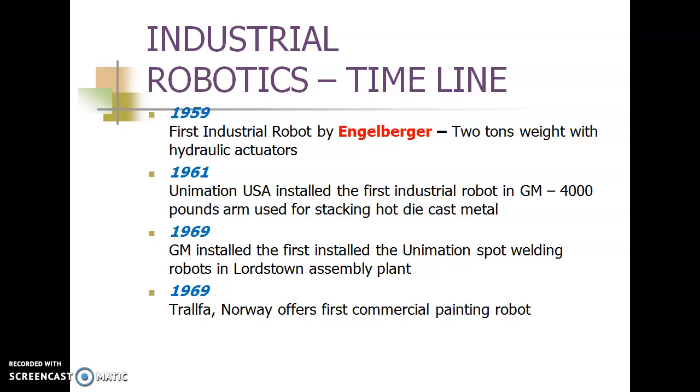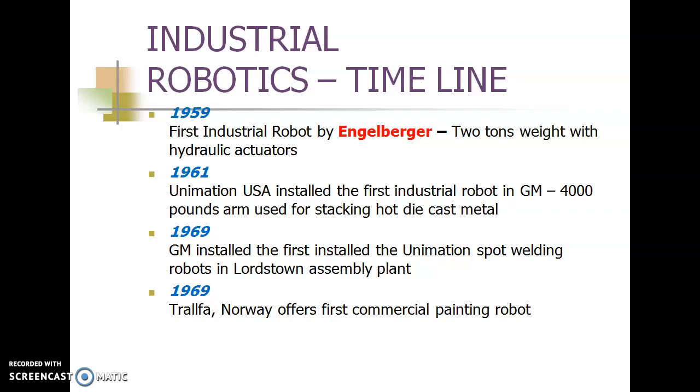In 1961, Unimation USA installed the first industrial robot at General Motors. It was a nearly 4,000 pound arm used for stacking hot die cast metal. That happened in 1961. In 1969, General Motors installed the Unimation spot welding robots in its assembly plants. That was the first spot welding robot.